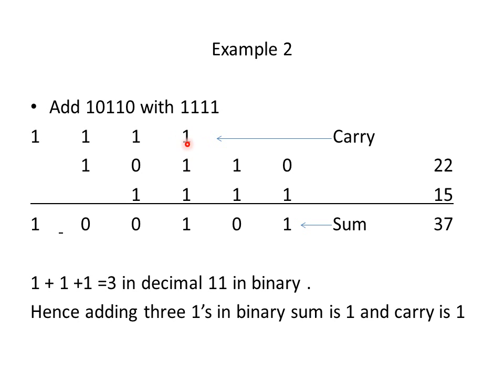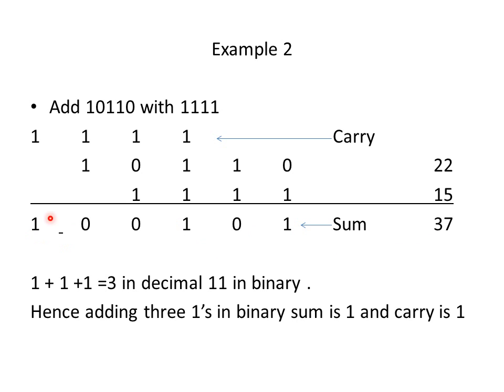When we add 3 bits, which are all ones, the sum will be 1 and the carry will be 1. Again there are 2 ones, that is 1 plus 1, so the sum is 0 and the carry is 1, and then 1 plus 1 again gives sum 0 and carry 1. The carry is forwarded here, and as nothing is written here, that means 0, so it is 1 plus 0 plus 0, that is 1. So it becomes 37.